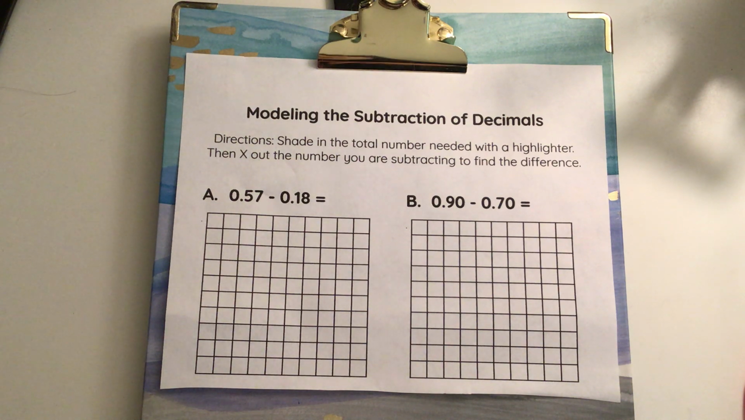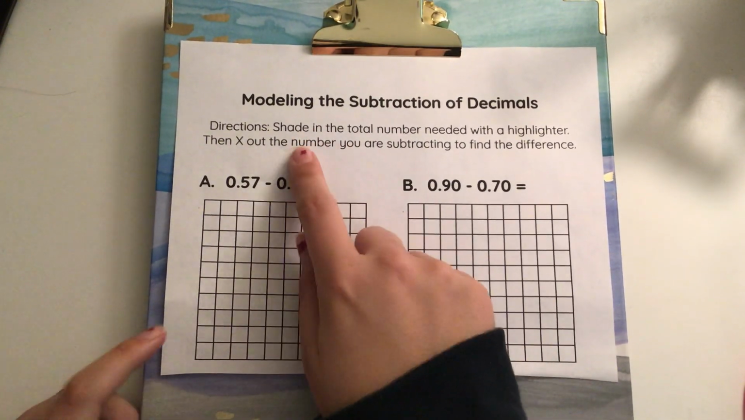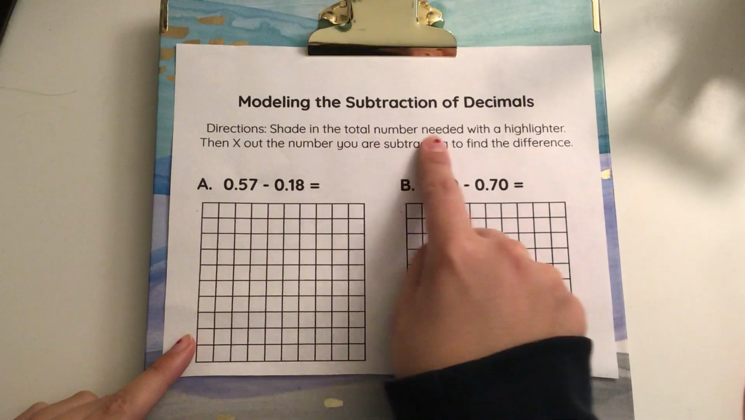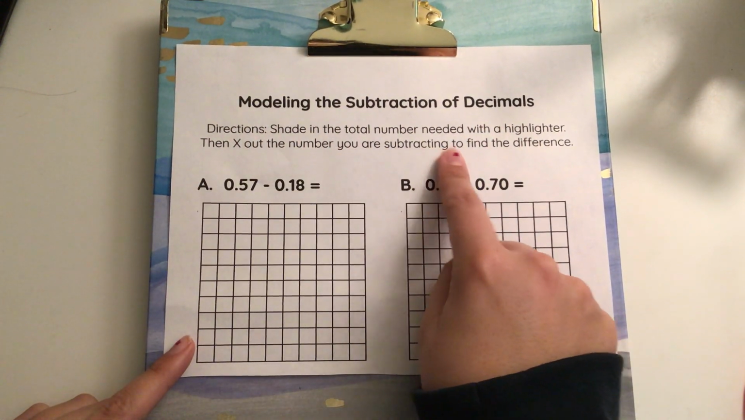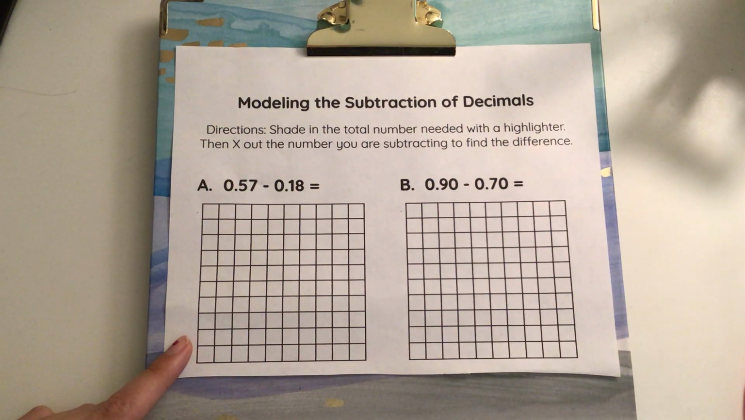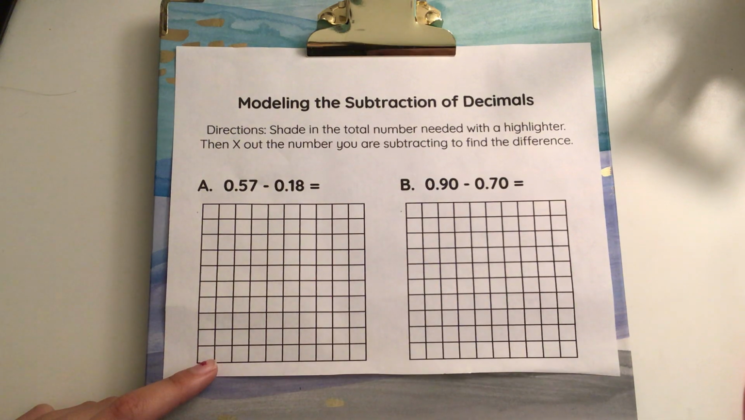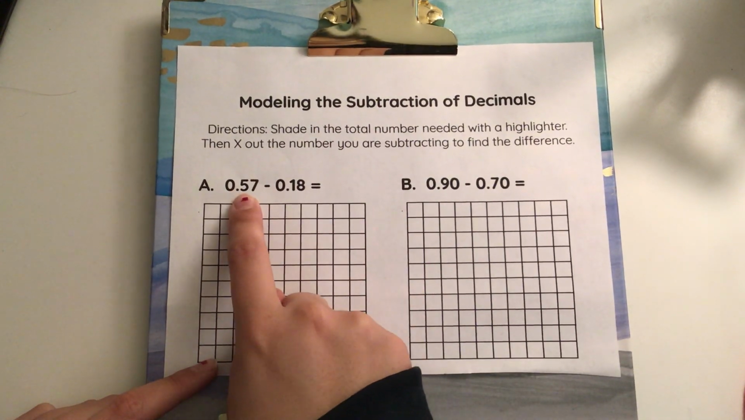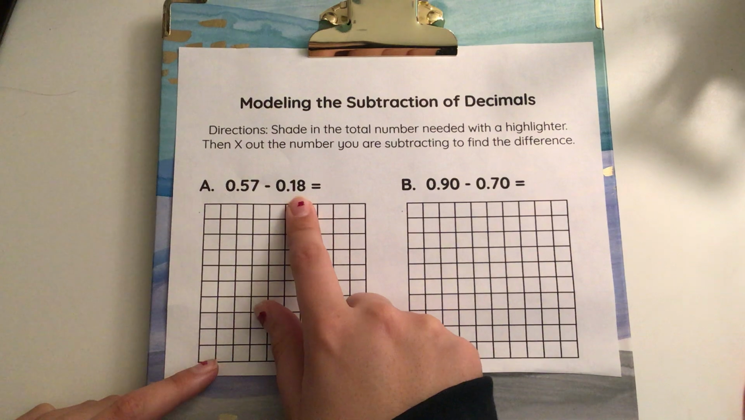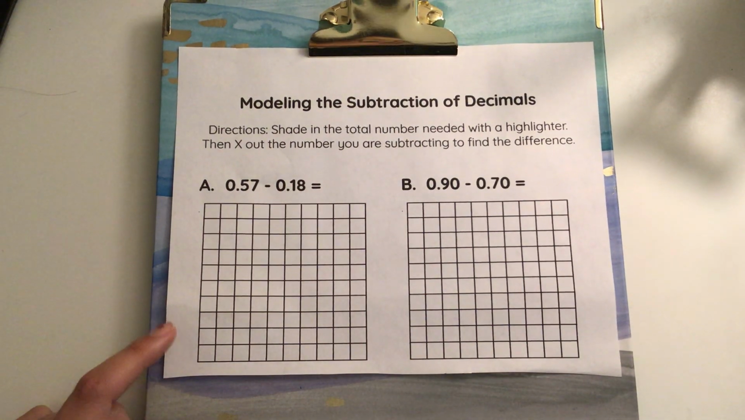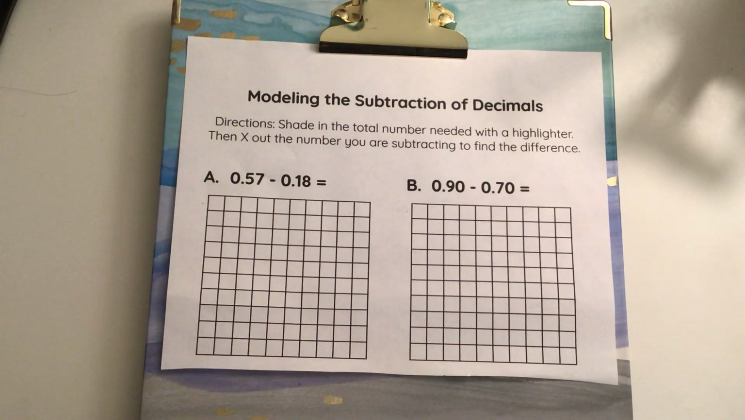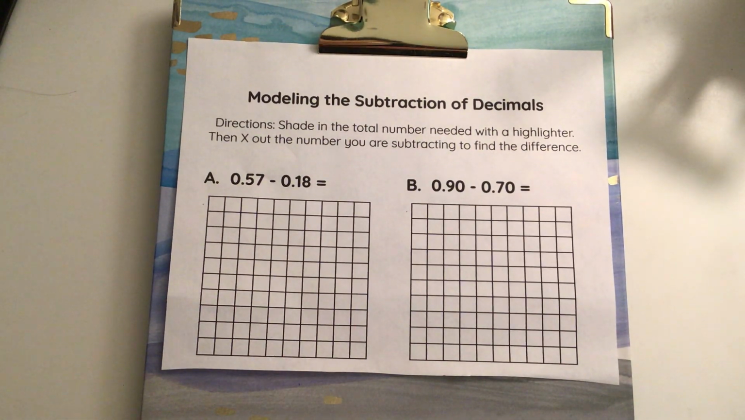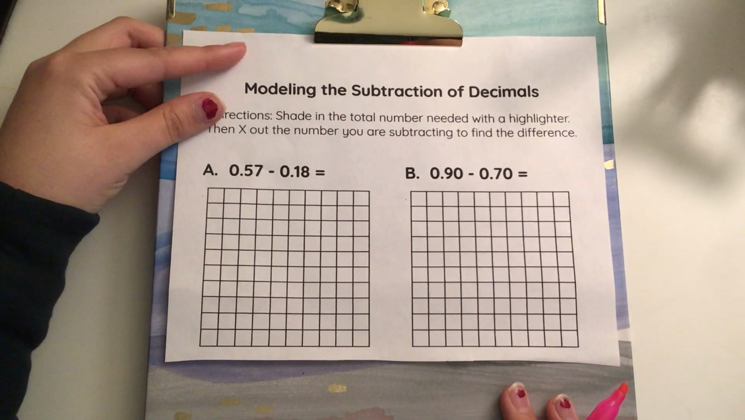So you're going to see problems that look kind of like this. And the directions say, shade in the total number needed with a highlighter. Then X out the number you are subtracting to find the difference. If you don't have a highlighter, you can just use your pencil and lightly shade in the number that you're starting with and then use X's to mark off this number. I actually don't have a pencil down here, so I can't show you that example. So I'm just going to use my highlighter. Or you could use a light marker or something like that, but again, a pencil is just fine.